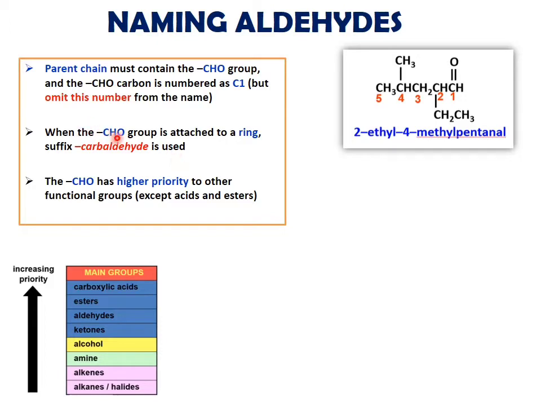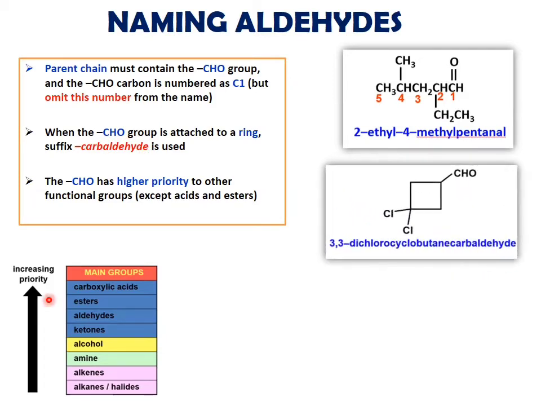Okay, when the CHO group is attached to a ring, ring means either cyclopentane, cyclobutane, the suffix carbaldehyde is used. So you kena tambah ayat dekat belakang ni iaitu carbaldehyde. Why class? Okay, look at this example. Kenapa kita kena tambah suffix carbaldehyde tu? Sebab number of carbon yang ada pada dia lebih dari yang asal.